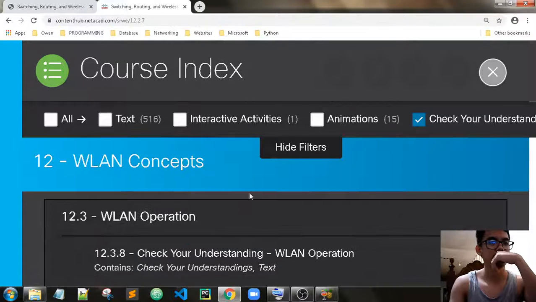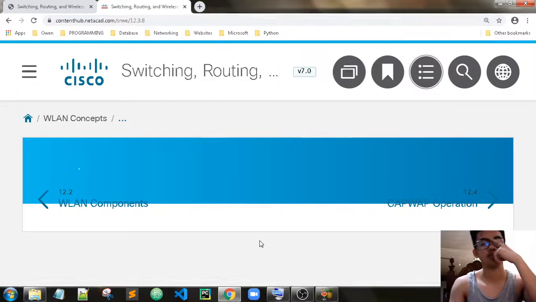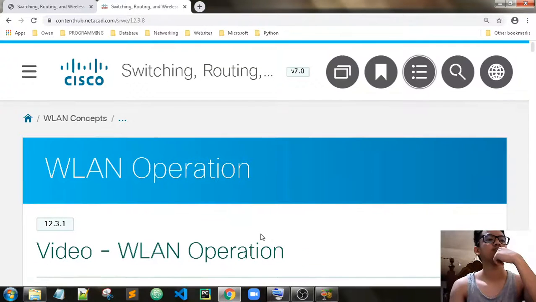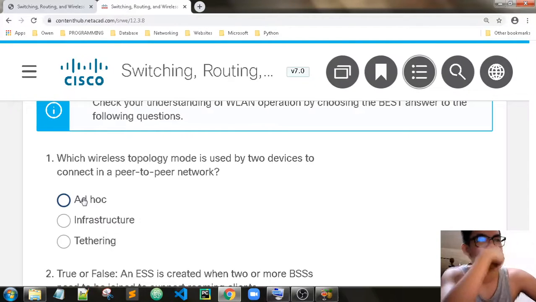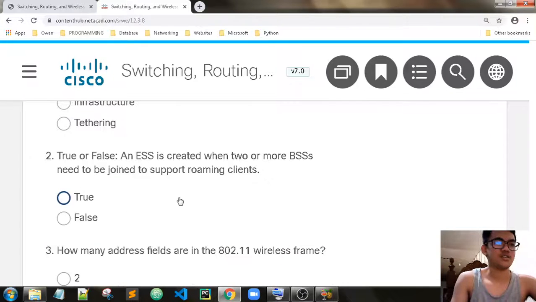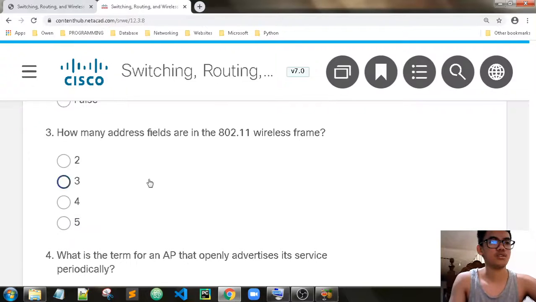WLAN components, operation. Which wireless topology mode is used by two devices to connect in a peer-to-peer network? It's ad hoc. An ESS is created when two or more BSSs need to be joined to support roaming clients. Yes, it's true.